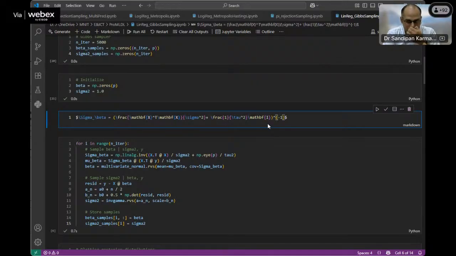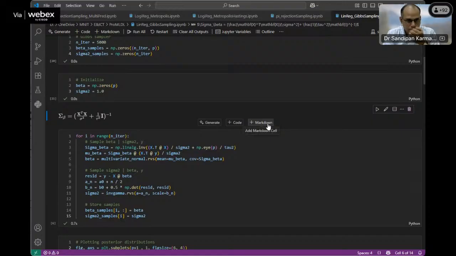How many of you know LaTeX? See, if you are in research, I'm telling you, go for learning LaTeX. This will help you immensely. And try to write down your thesis in LaTeX.